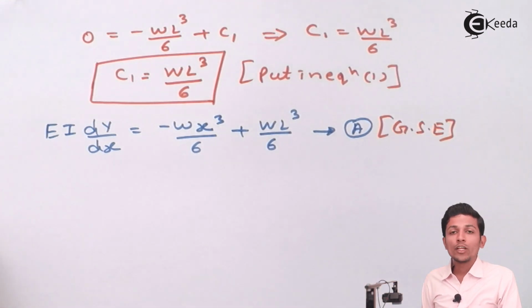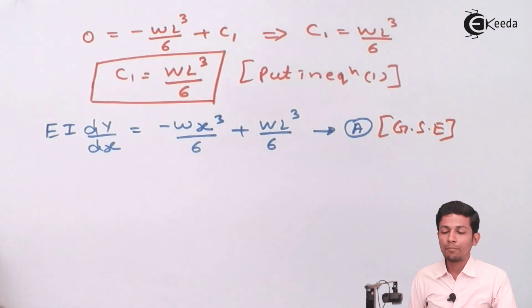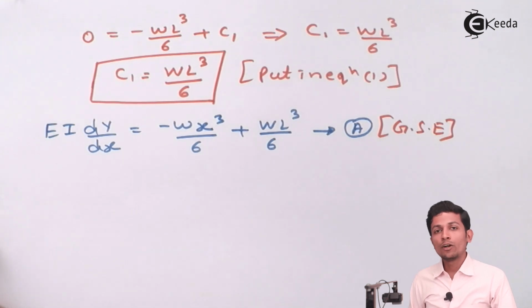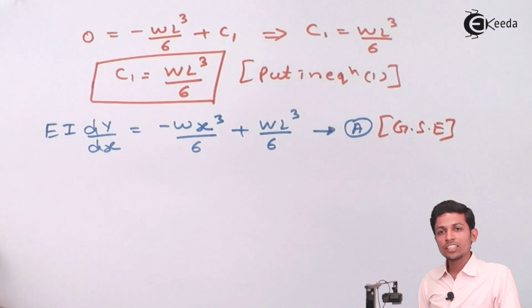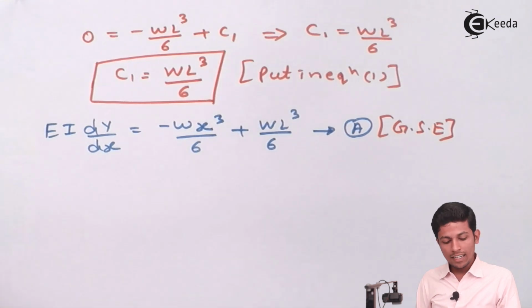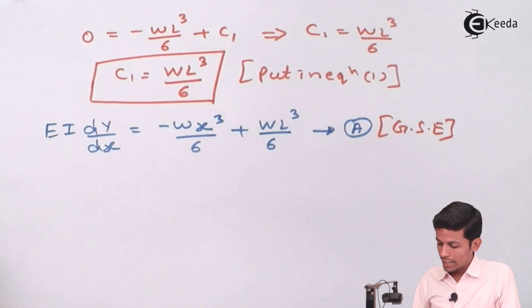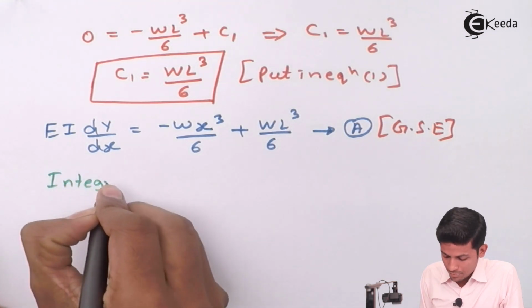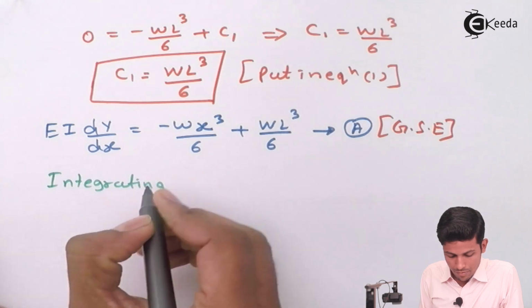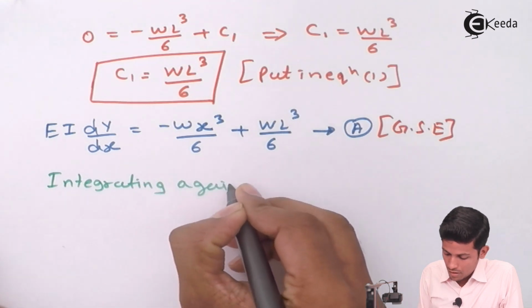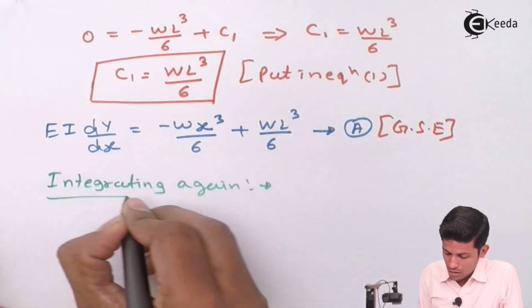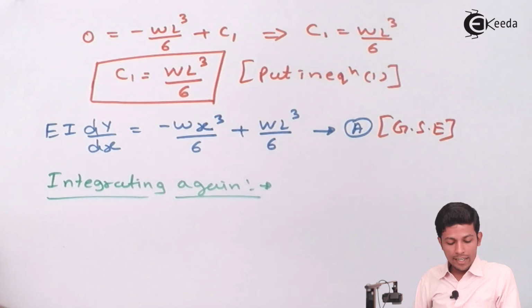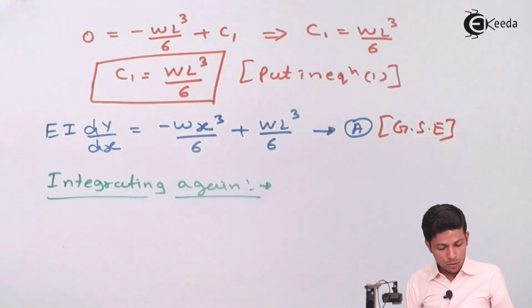In the cantilever part, you have to calculate separately. First we have to integrate one time and then apply the first boundary condition. After that, integrate again, then apply the second boundary condition. Now integrating again. What do we get by integrating over here?